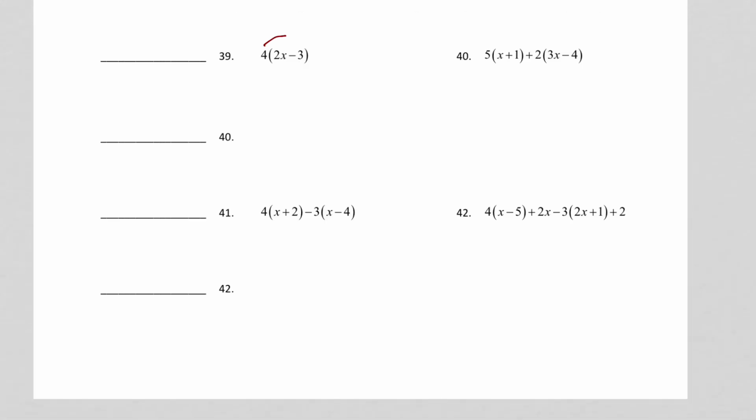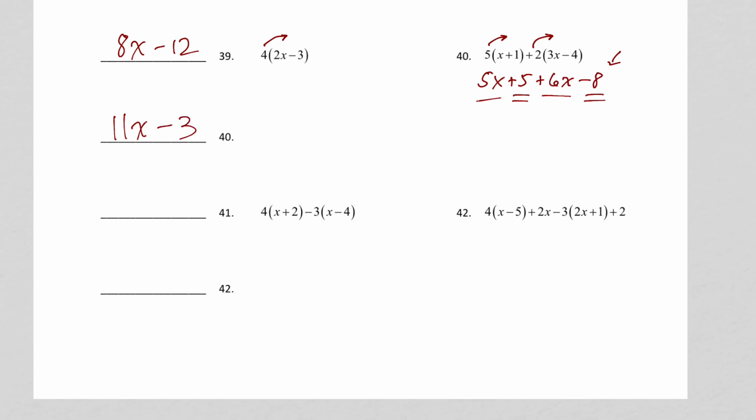Here we're going to distribute the 4, and we'll get 8x minus 12. Here we're going to distribute the 5, and we'll get 5x plus 5, and then we'll distribute the positive 2 and get a positive 6x minus 8. And then this and this add up to 11x. And this, the signs don't match, so I subtract and I get 3. But the bigger one, the 8, is negative, so this is a negative 3. So 11x minus 3.